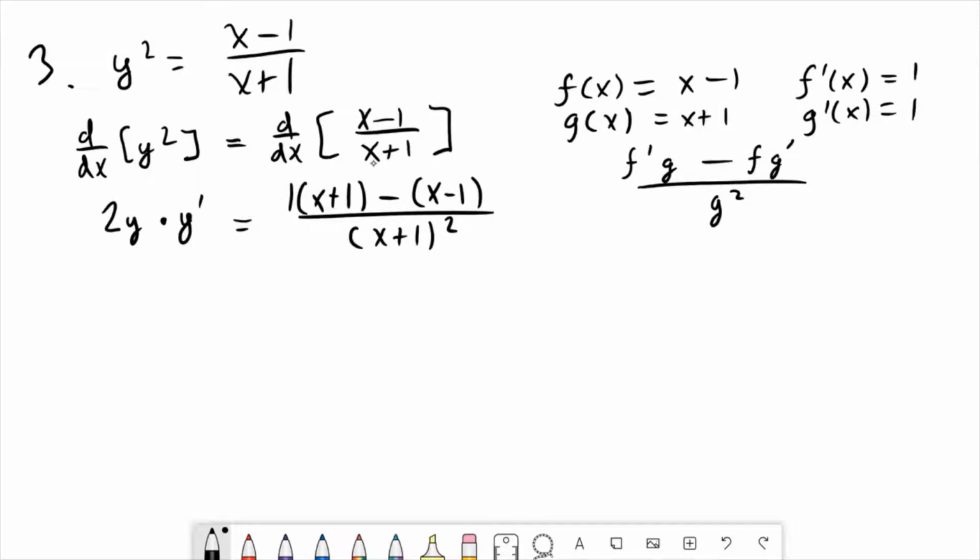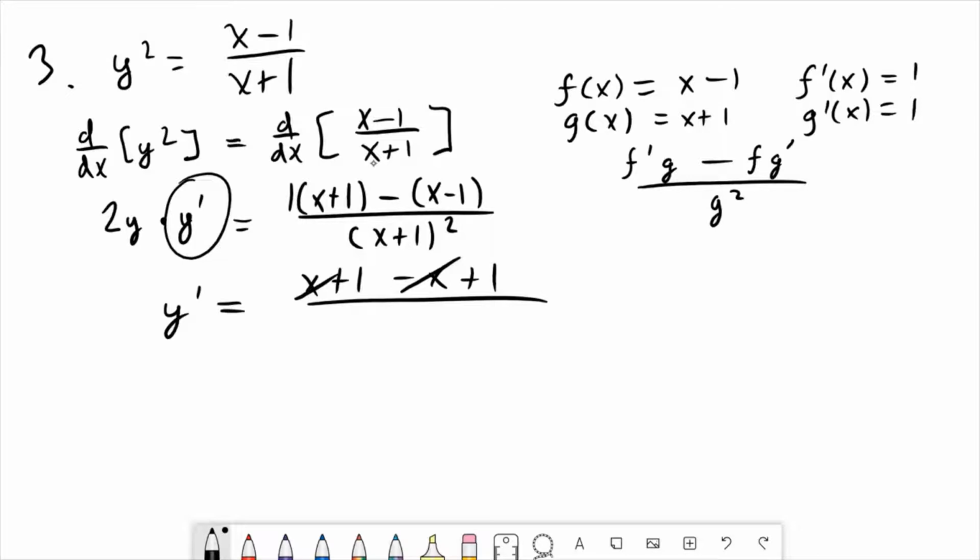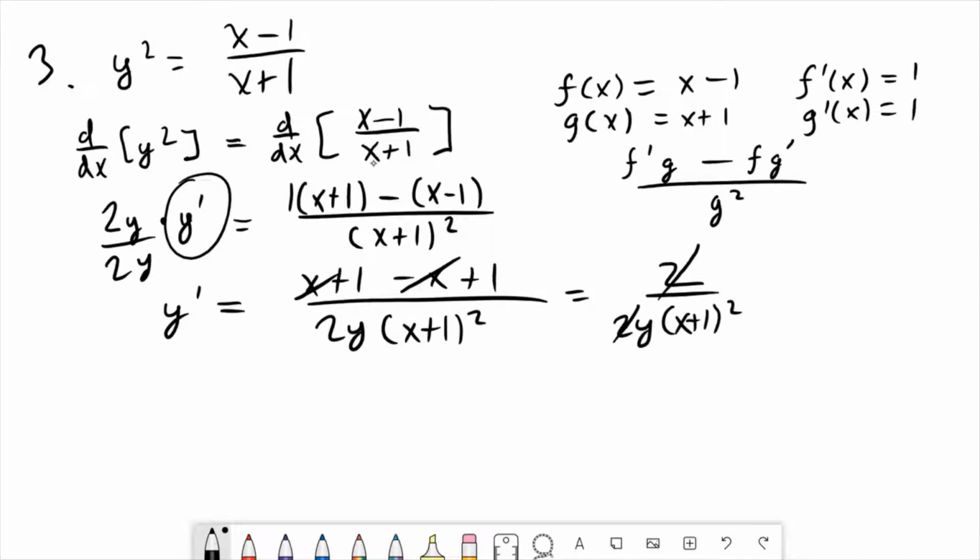Then we have to solve for y prime, and that's easy because this is the only term with y prime, so I just divide 2y from both sides. It's x plus 1 minus x plus 1. I distributed the minus sign, and you see that this cancels out with this. If I divide by 2y, then 2y appears here. So in all, it's equal to 2y times x plus 1 squared, and I see the 2 cancels out with this. So y prime is equal to precisely this. There we go. On to the next one.